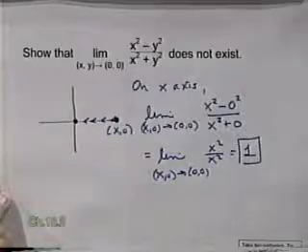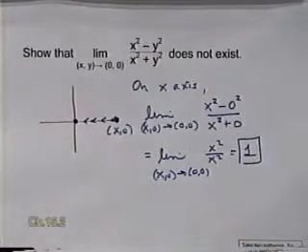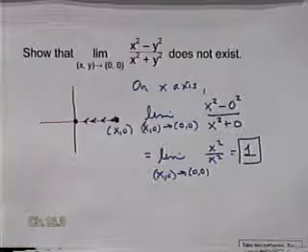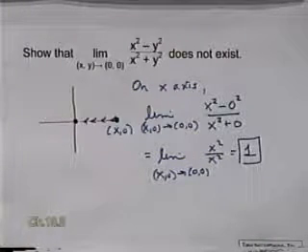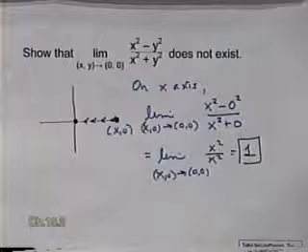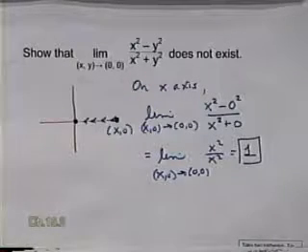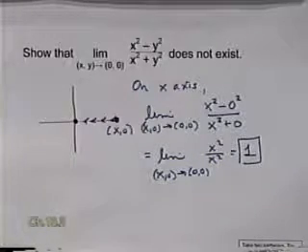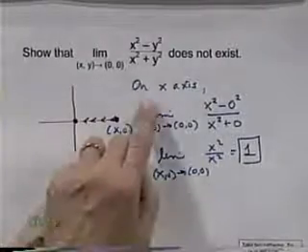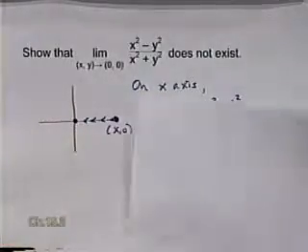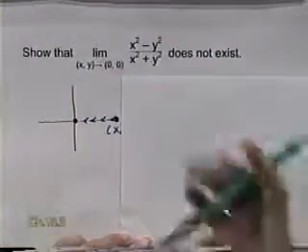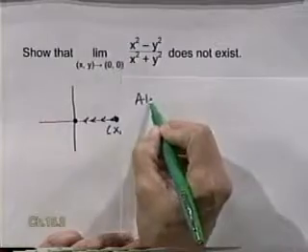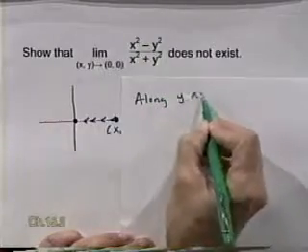Now, if I do 25 other pathways and I always get 1, that does not tell me the limit exists. That tells me probably the limit exists, but there might be a 26th pathway that gives me a different value. But if I can find 2 pathways that have 2 different values for their limit, then the limit does not exist. So the first pathway I took was going along the x-axis. My second pathway, I'm going to try going along the y-axis.